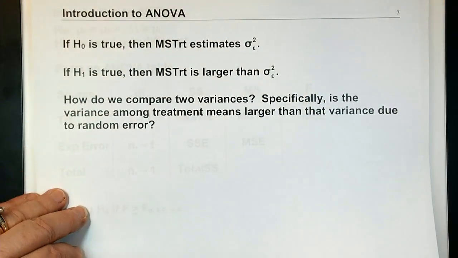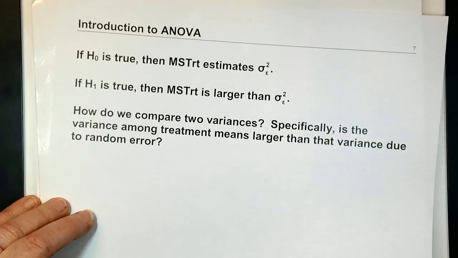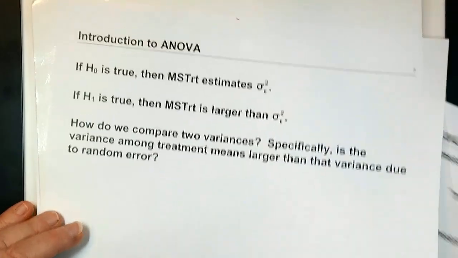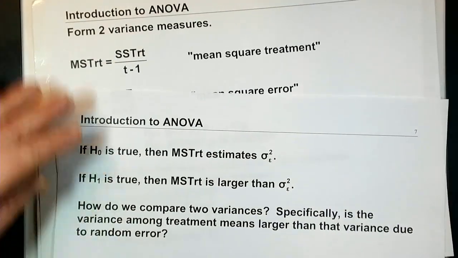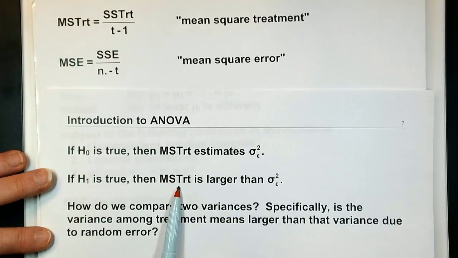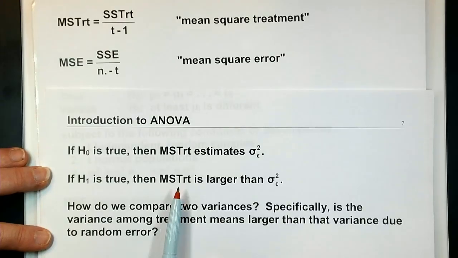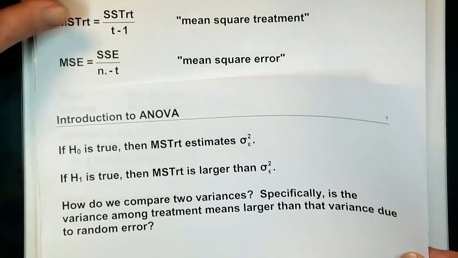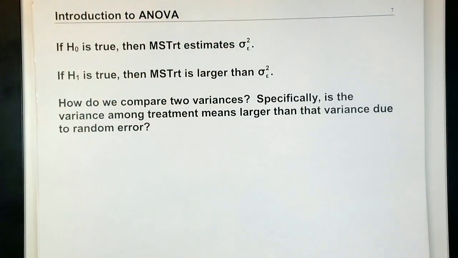So if the null hypothesis is true, that mean square for treatment on the previous page estimates this error variance. If the alternative hypothesis is true, then the mean square treatment is going to be larger than what we'd see due to error alone, the sigma squared epsilon. So how do we compare the two variances? We said F-test. Specifically, is the variance among treatment means larger than that due to error? So not a two-sided F-test as we reviewed, but a one-sided F-test.